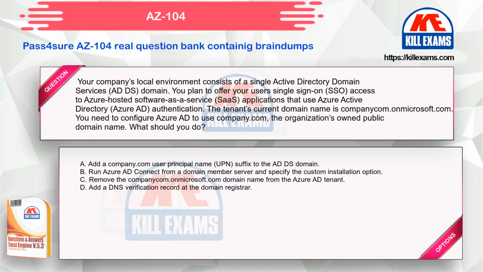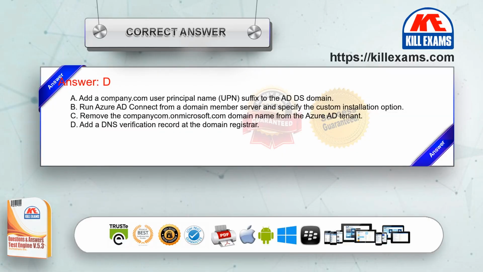What should you do? A. Add a company.com user principal name, UPN, suffix to the ADDS domain. B. Run Azure AD Connect from a domain member server and specify the custom installation option. C. Remove the company.com.onmicrosoft.com domain name from the Azure AD tenant. D. Add a DNS verification record at the domain registrar. The correct answer is option D.